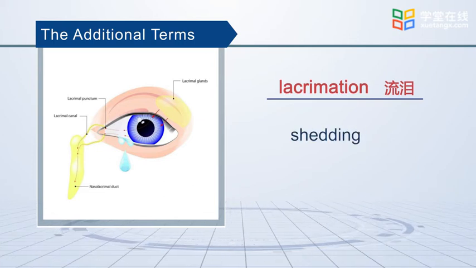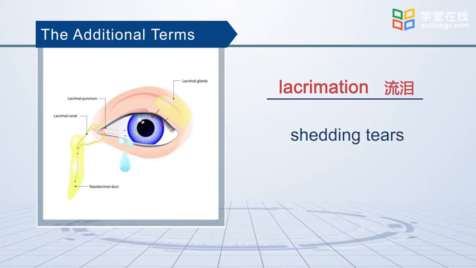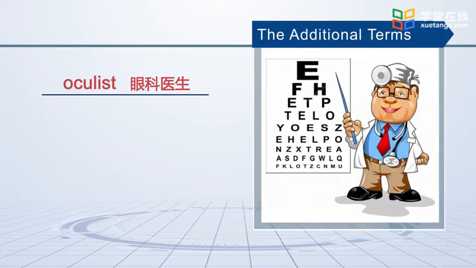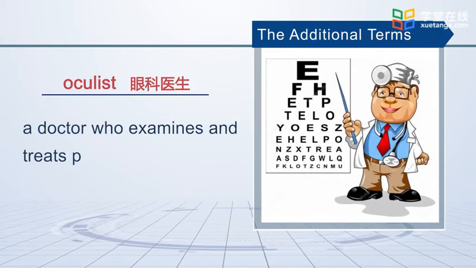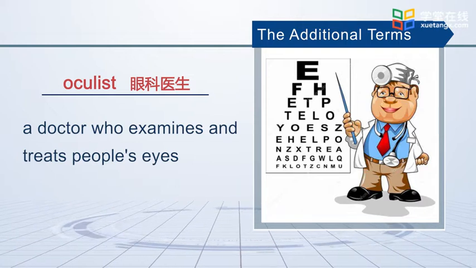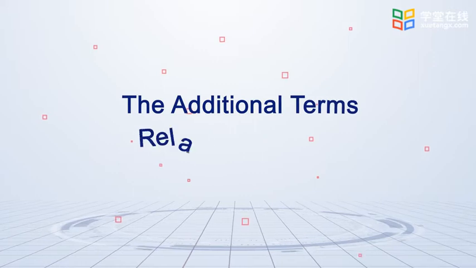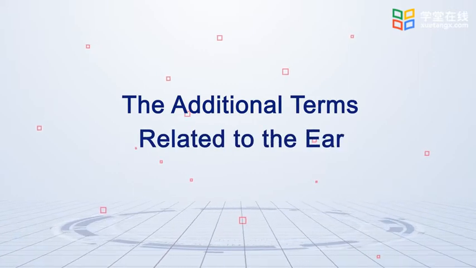Lacrimation. It means shedding tears. Oculist. It is a doctor who examines and treats people's eyes. Now it is the additional terms related to the ear.